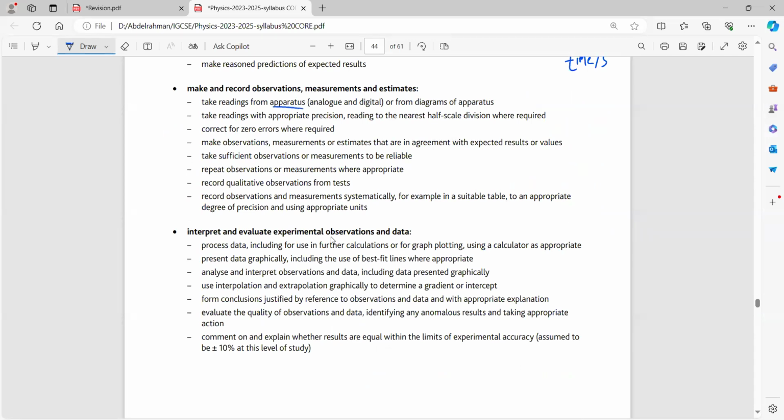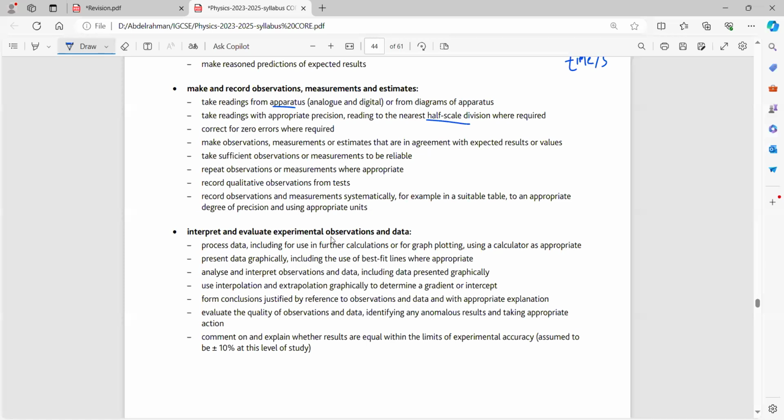How to take readings from the apparatuses, for example, taking the readings from an ammeter, a voltmeter, whether they are analog or digital. Taking the readings from the measuring cylinder, from the bottom of the meniscus. You have to make sure you're taking the reading perpendicularly. How to take them with appropriate precision, to the nearest half. If there's half a scale, then you'd say, for example, 95.5, 96.5.